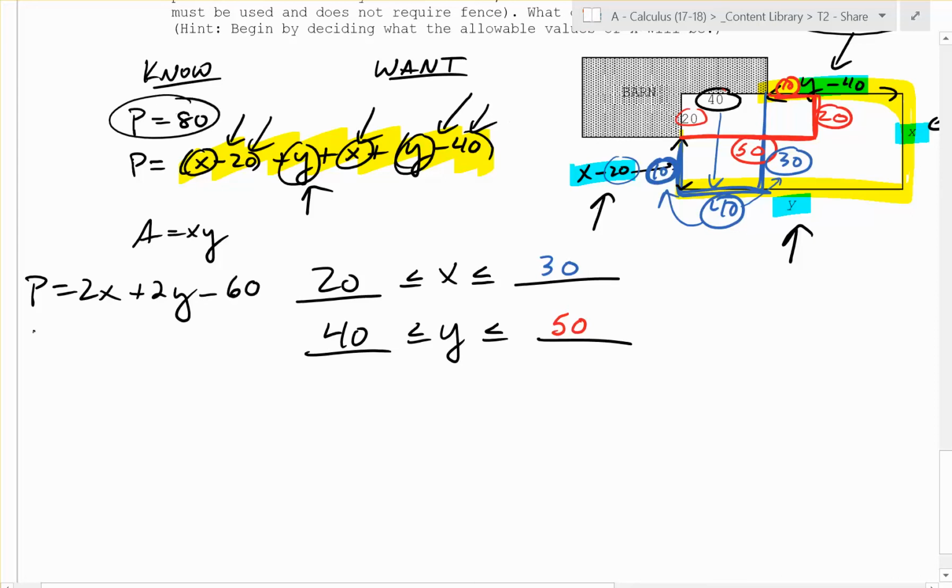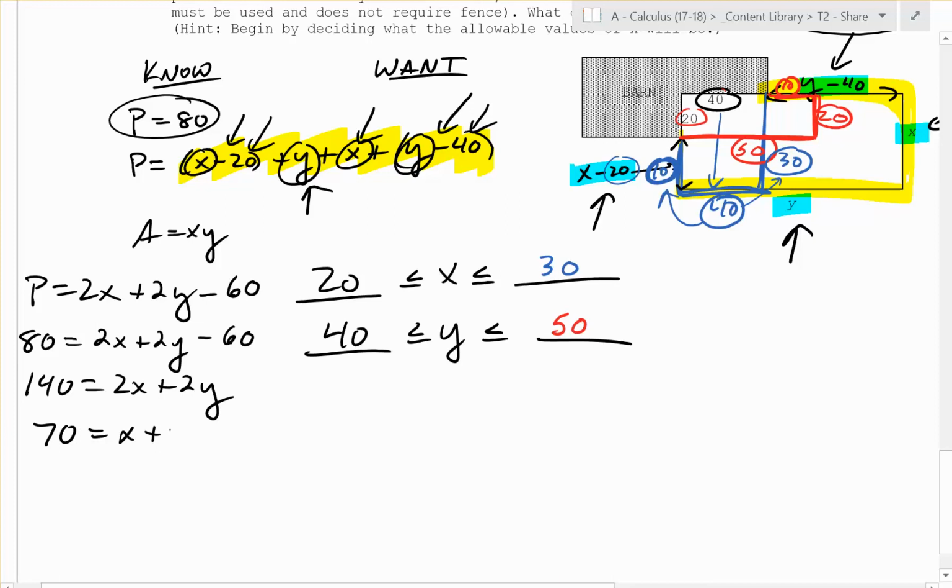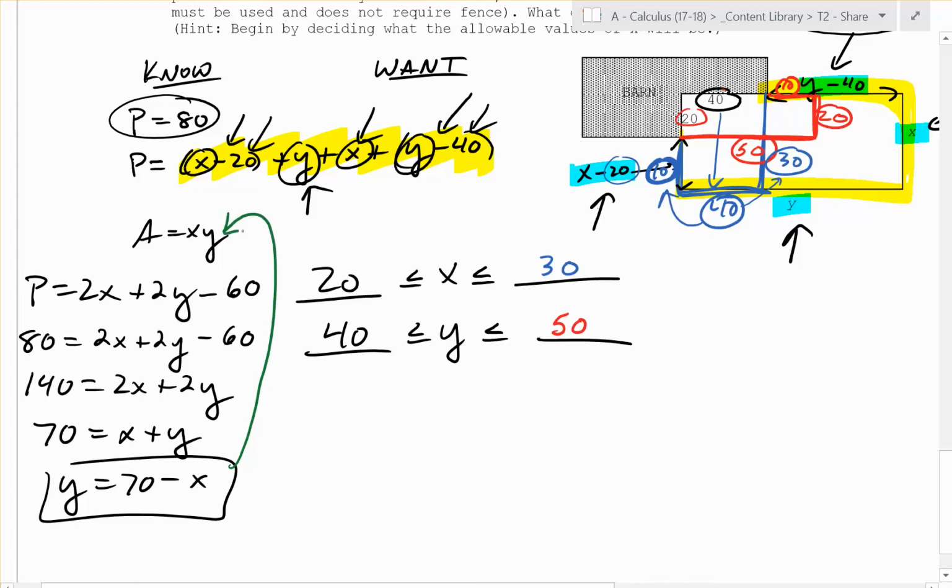But you know the whole thing is equal to 80. So you have 2x plus 2y minus 60. So 140 is equal to 2x plus 2y. Divide by 2, 70 equals x plus y. So y is equal to 70 minus x. And this is where we plug it in right there.